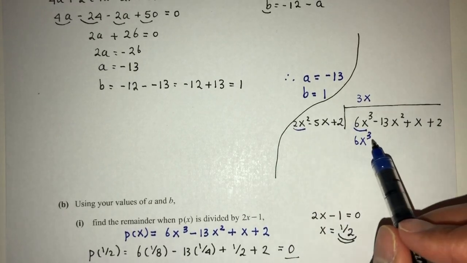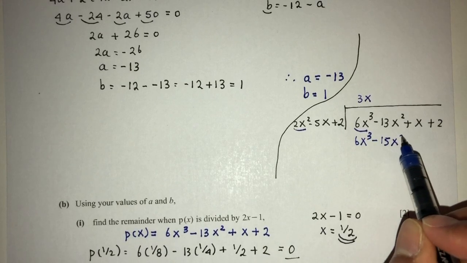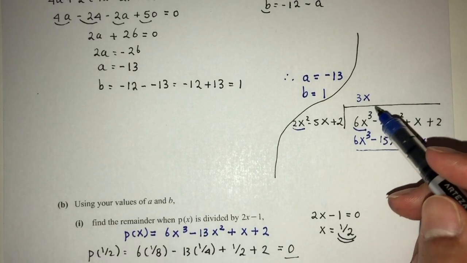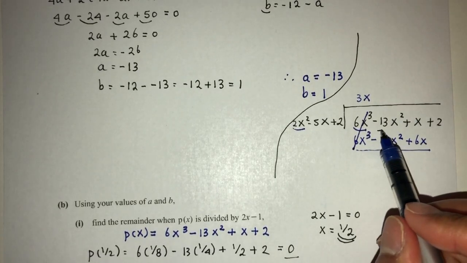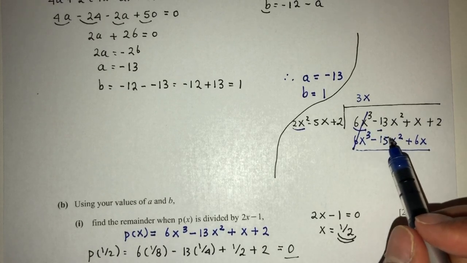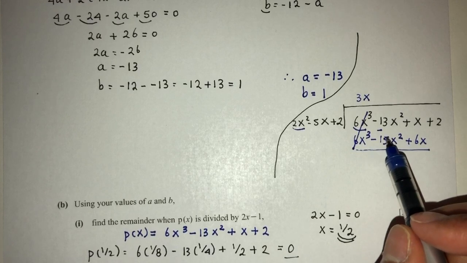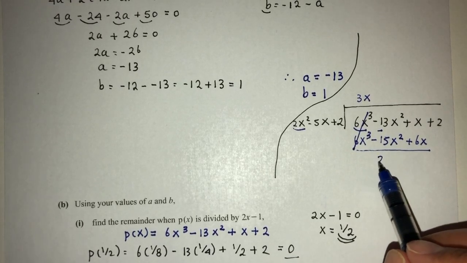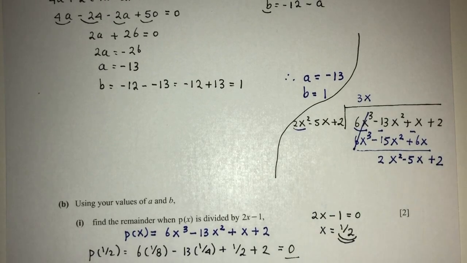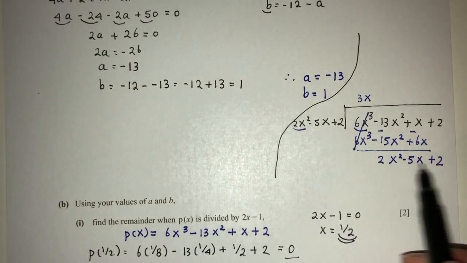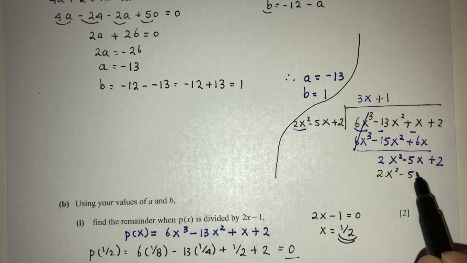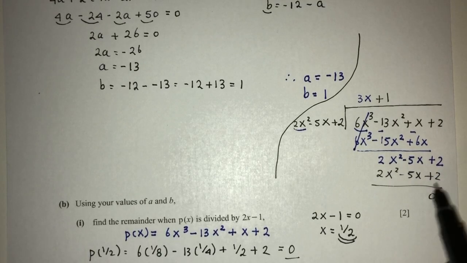And then you will have minus 15x squared plus 6x. So simplify, this will go away. And this will be minus 13 plus 15, that should be 2x squared. That will be minus 5x and plus 2. As you can see, this and this are the same, so multiply by plus 1, it will be the same thing. Okay, so this will be cancelled out.